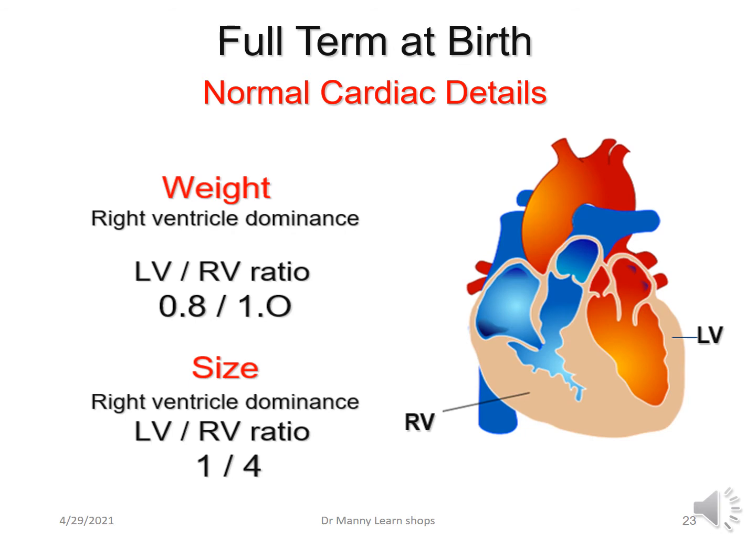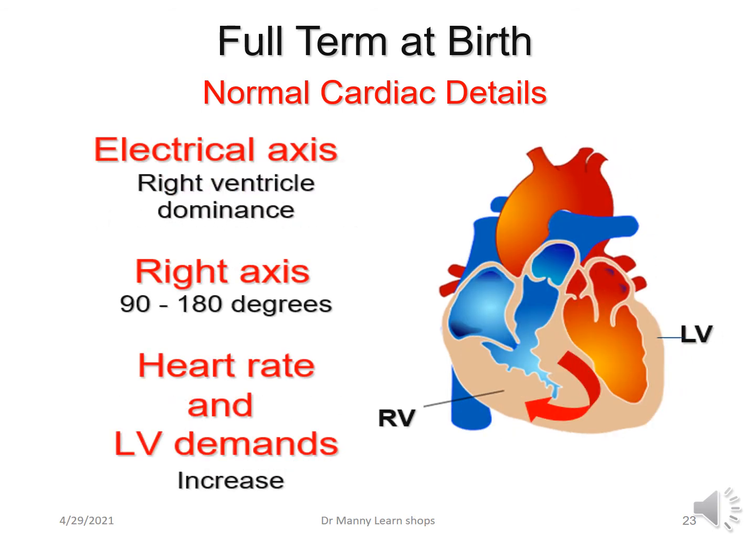Once the infant is born, the left ventricle over the next 3 to 5 years has to work very, very hard, and it establishes dominance. The electrical axis at birth is right ventricular dominance. And the right axis is approximately 90 to 180 degrees. And the heart rate and the left ventricular demands increase after birth.